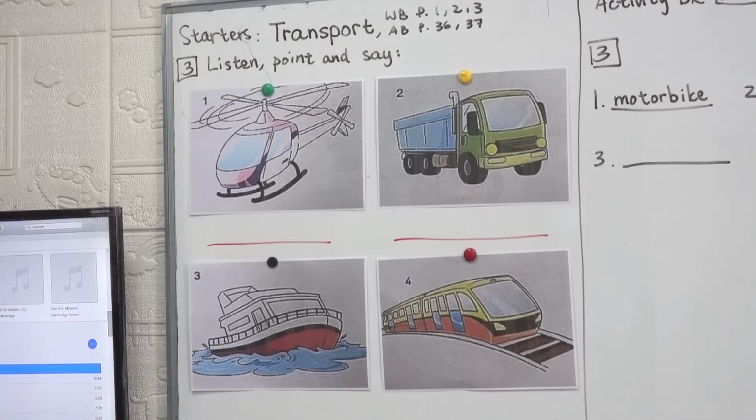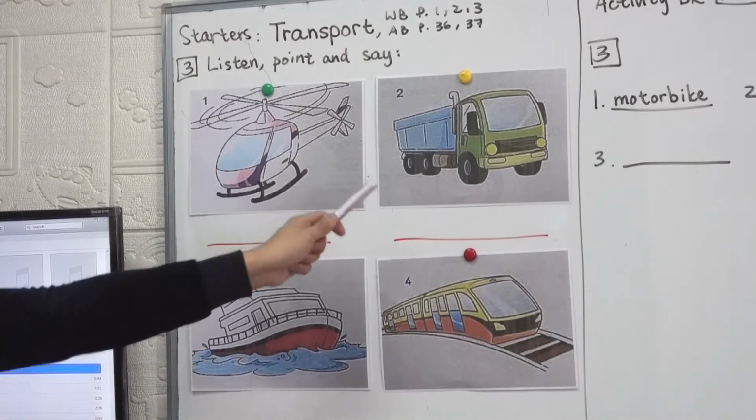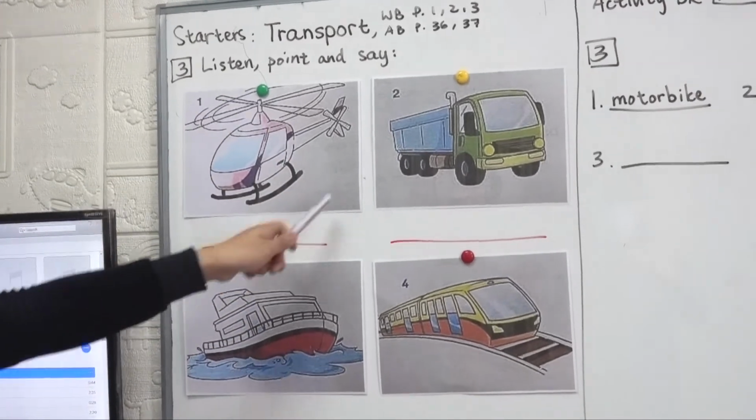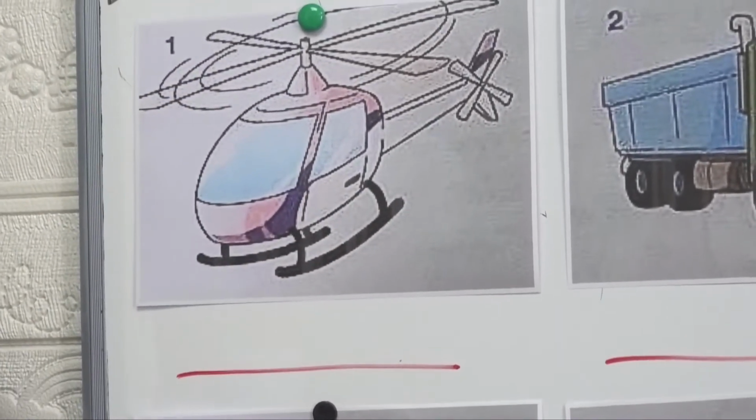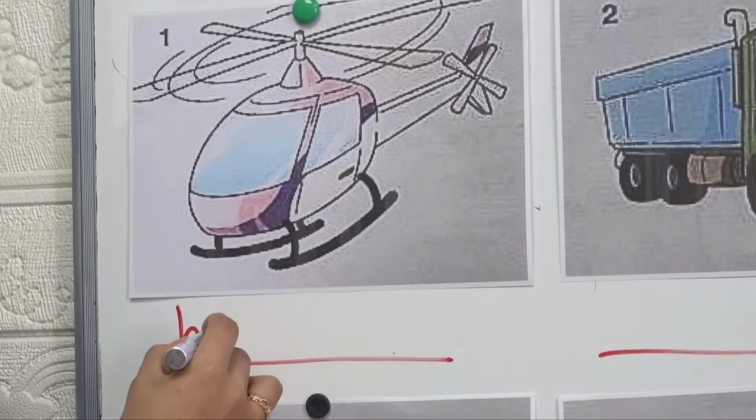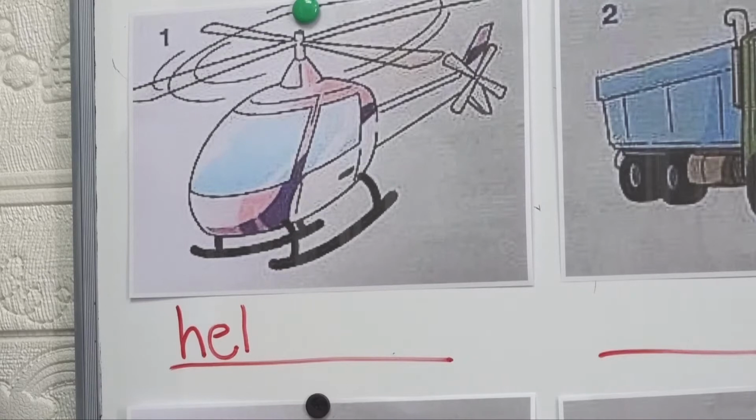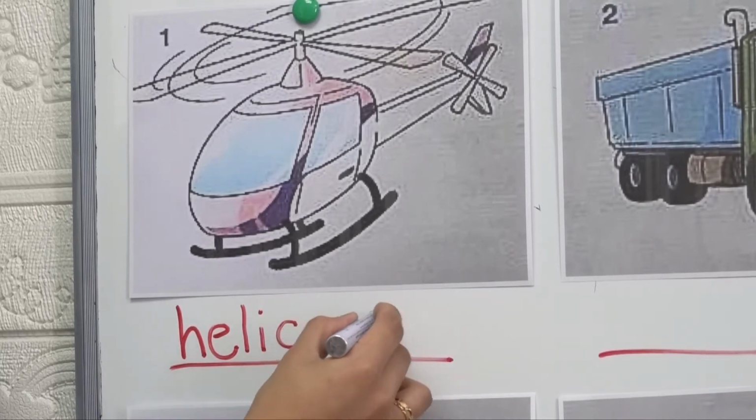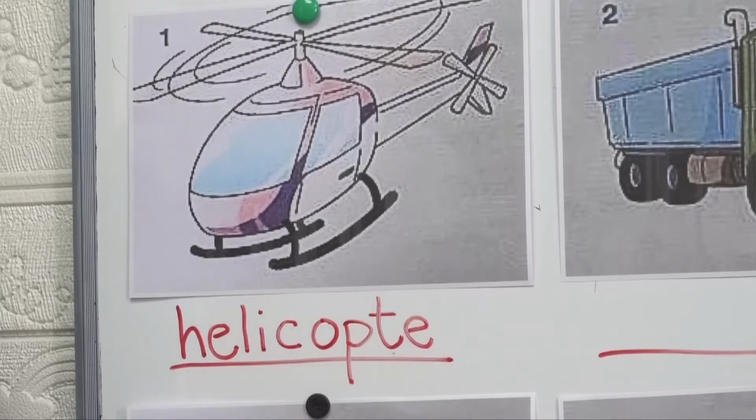Alright, so they said number 1 is a helicopter. So which one is number 1? Very easy, we have numbers already. So this is number 1. And what did they say? It's a helicopter. And how do we spell helicopter? H, E, L, I, C, O, P, T, E, R. Okay, helicopter. Alright, I'll give you some time to write those down.